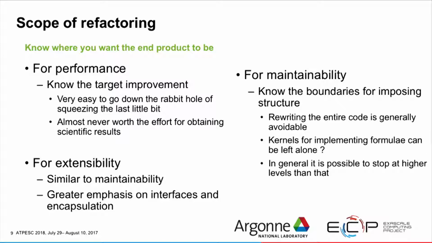For example, you might want to ask yourself, am I changing at high enough level that kernels that are implementing the equations, the solvers for the equations, can they be left alone? Or do they also need to change? And if they also need to change, can their change be kept separate from the change to the overall structure of the code, and so on. For extensibility, the questions are similar to maintainability, with greater emphasis on interfaces and encapsulation.